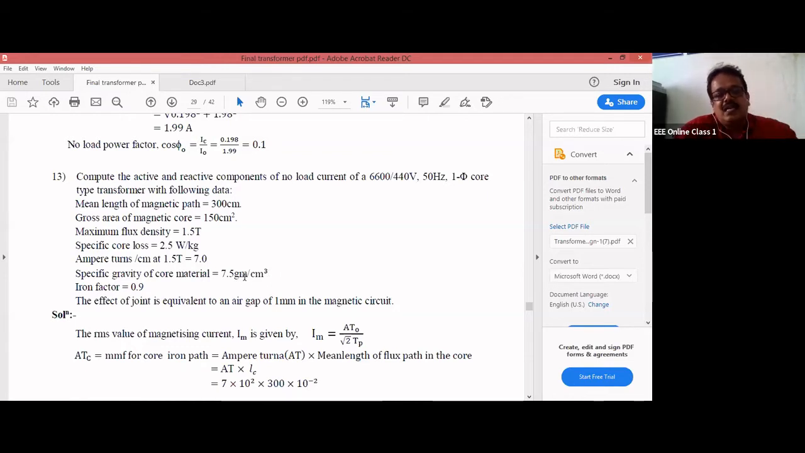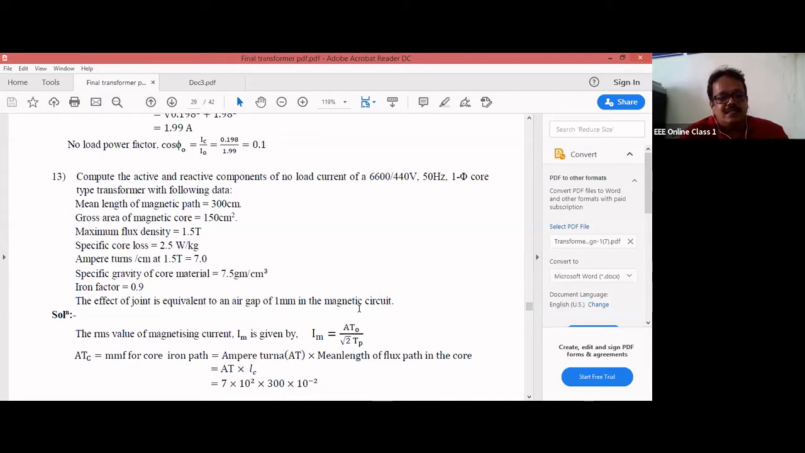Okay. Directly they can be given as kg per meter cube. Otherwise, they give it as gram per centimeter cube, or they may give cubic centimeter. Be sure regarding this one. The iron factor is given as 0.9. The effect of joint is equivalent to an air gap of 1 mm in a magnetic circuit.